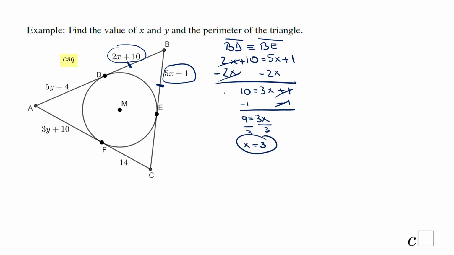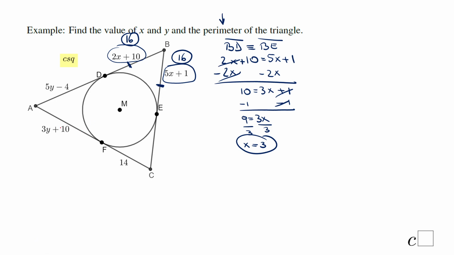Because we need to find the perimeter of this triangle, let's plug it in, and we have 2 times 3, it's 6 plus 10, that is 16. So this will be 16, and you can verify this will be also 16. 5 times 3, 15, plus 1, 16. So we're going to need this for the perimeter. Now let's find y.